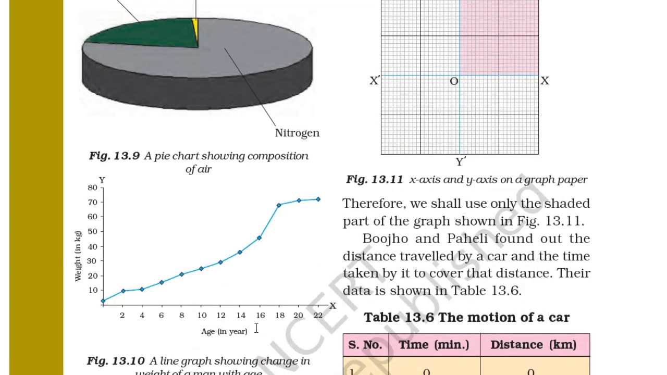So this 13.10 shows a line graph showing change in weight of a man with age. So a man's age is given here, and on the y-axis his weight is given in kilos. So at age 2 he had 10 kg weight, at age 4 he had around 10 kg weight. So similarly the weight is increasing, and around age 14 he had 40 kg, and till the age 22 he has around 80 kg weight. So this is a line graph of a man's weight.